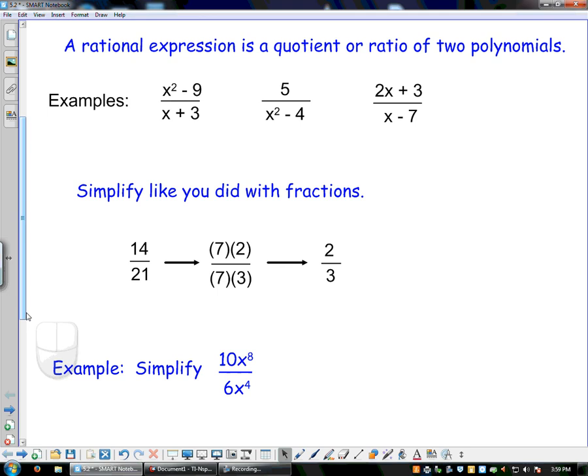So in this example, we started off here with 14 over 21. And in order to simplify this, we want to figure out what are the factors of 14. So 7 times 2, and 21 was 7 times 3. Looking at those factors, you notice they both had a factor of 7. So if there's one in the numerator and one in the denominator, I can reduce, and that becomes 2/3.